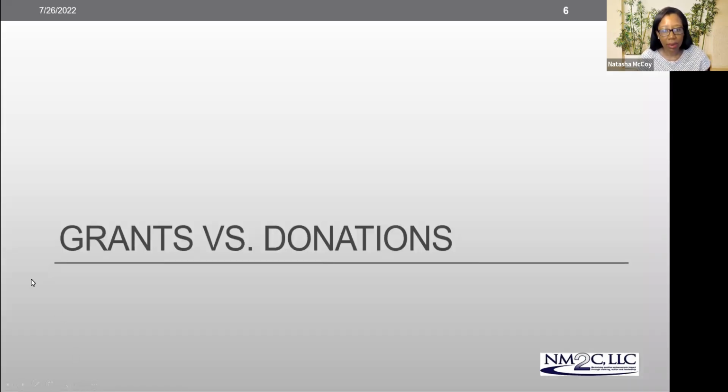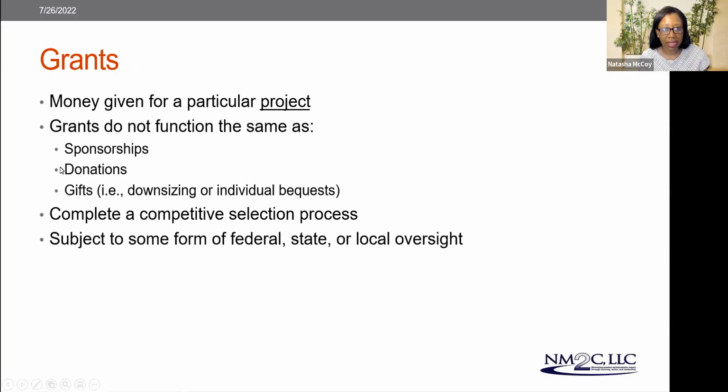So let's talk a bit about grants versus donations. So grants is money given for a particular project. Again, emphasizing the word project. We'll talk about the difference between grant and donation, but if you take away anything out of this presentation, grants are for a particular project. Means that there's something that you're trying to achieve. Grants do not function the same as sponsorships, donations, gifts.